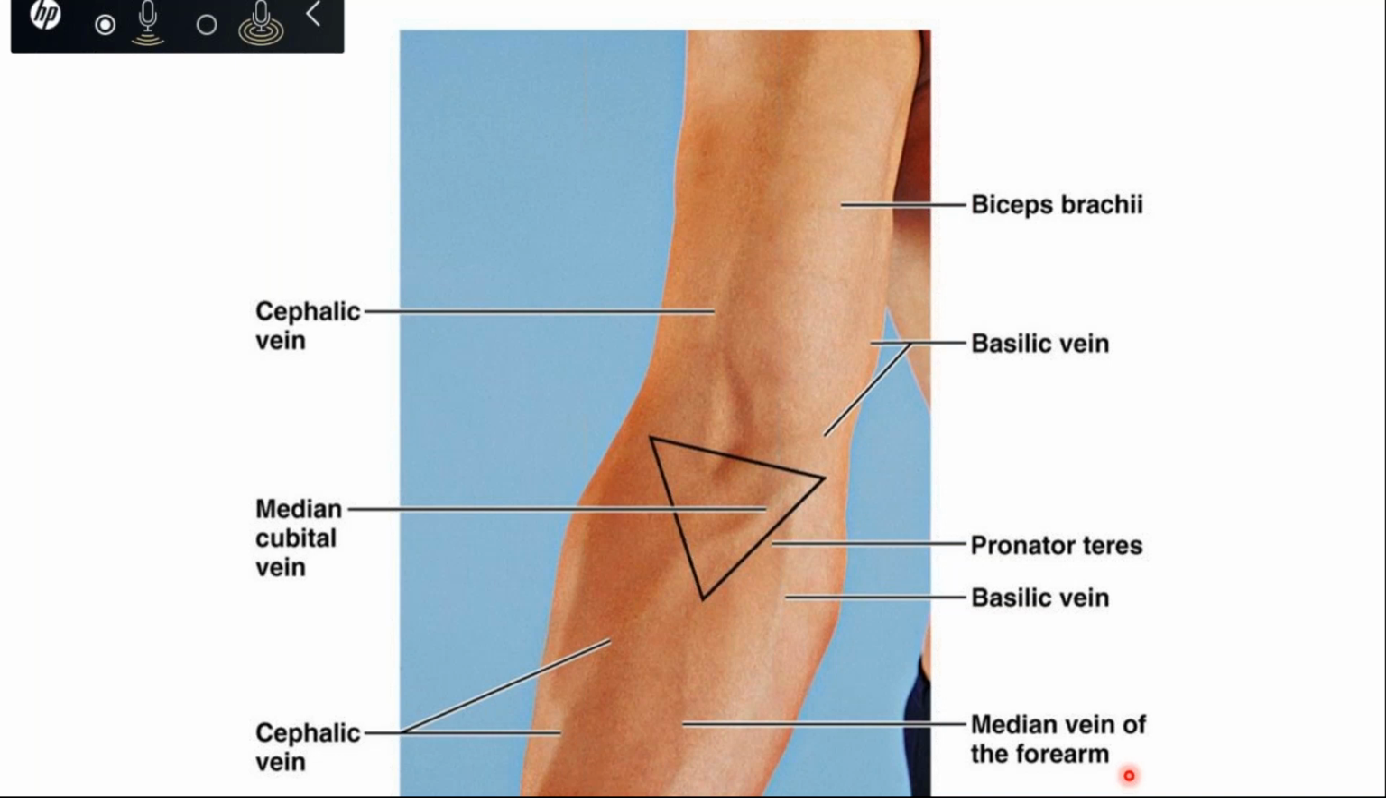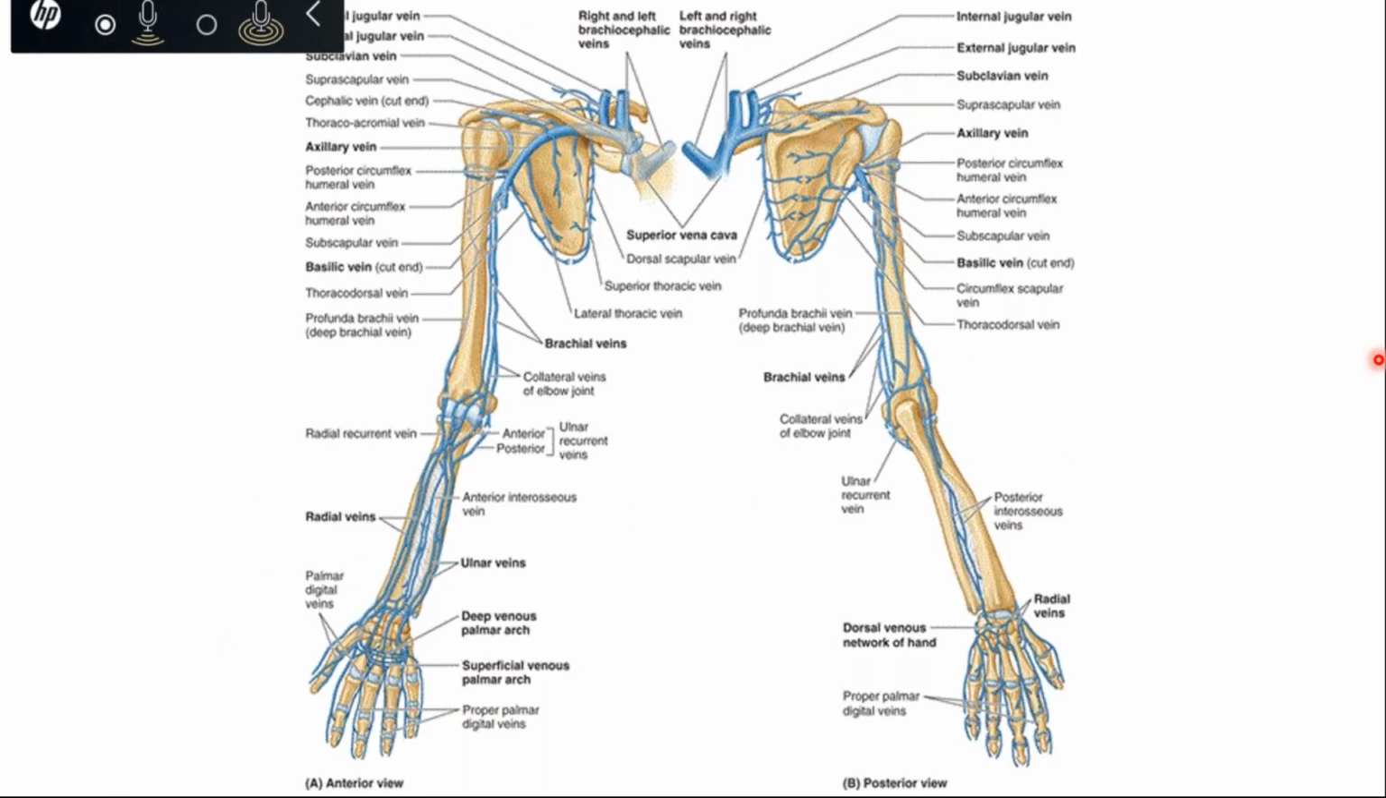Now let's see in detail about these veins. This is how the veins are given in your books. You see there are so many small veins. At least try to remember the major veins. Anatomically, they might not be of much importance, but clinically the veins are of much importance.